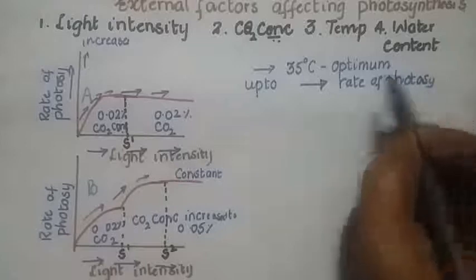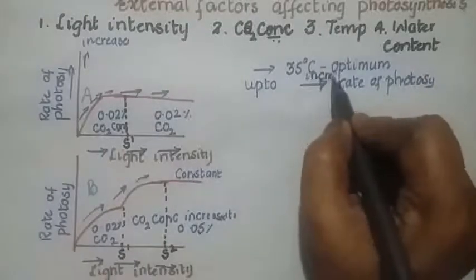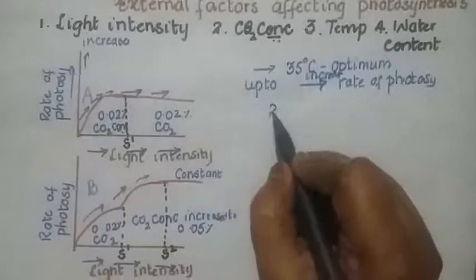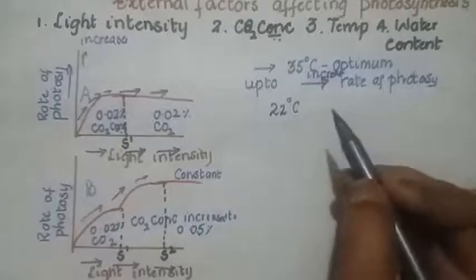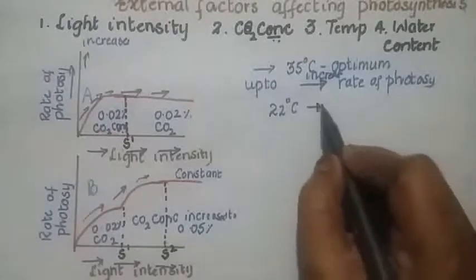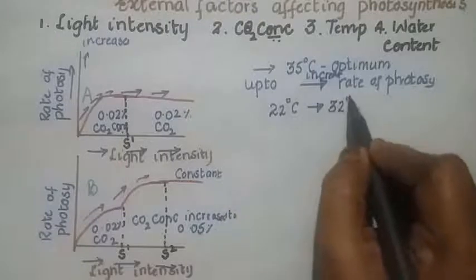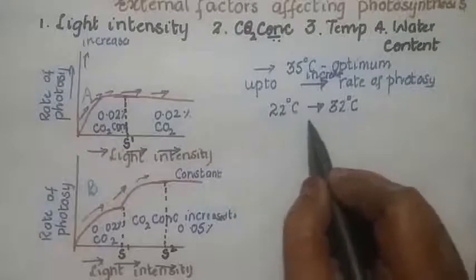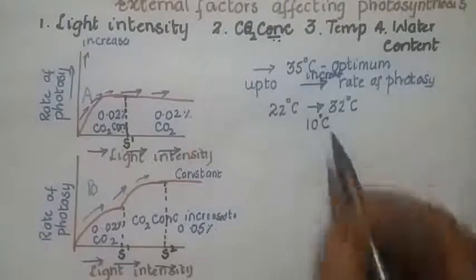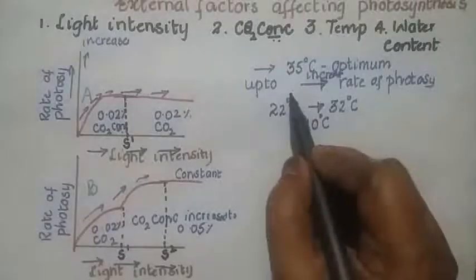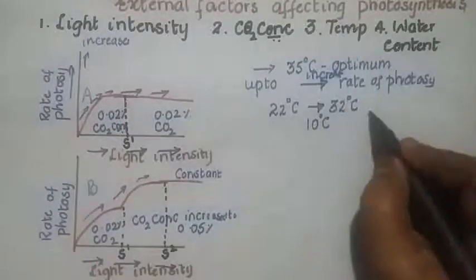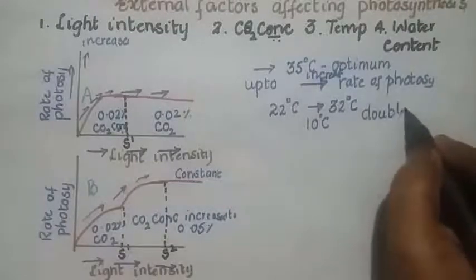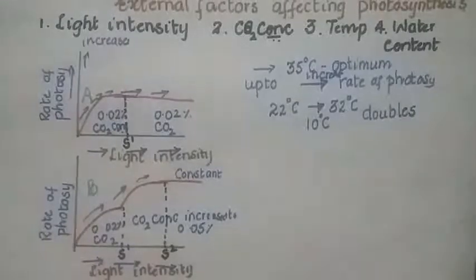In case the temperature is around 22 degrees Celsius around 10 o'clock in the morning, and by 12 o'clock the temperature rises to 32 degrees Celsius, you can observe that there is a change in temperature by 10 degrees Celsius. In that condition, you can say that the rate of photosynthesis doubles.